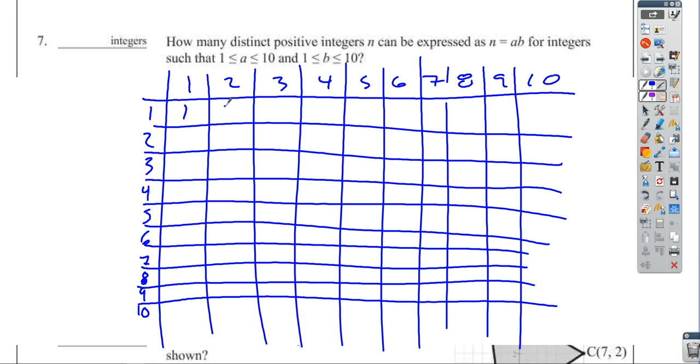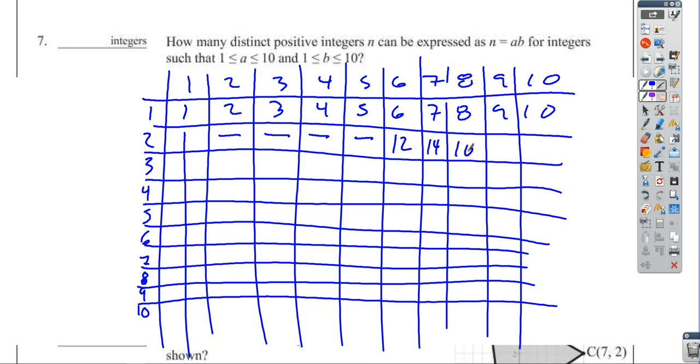So what is 1 times 1? 1. And all of these are new because I'm just starting. But now I can cross out all of these because I don't want the repeats. 2 times 2 is 4. We already have 4, so we don't need that one. 6 we already have. 8 we already have. 10 we already have. 12 we don't. 14 we don't. 16 we don't. 18 we don't. And 20 we don't. I can cross that one out.